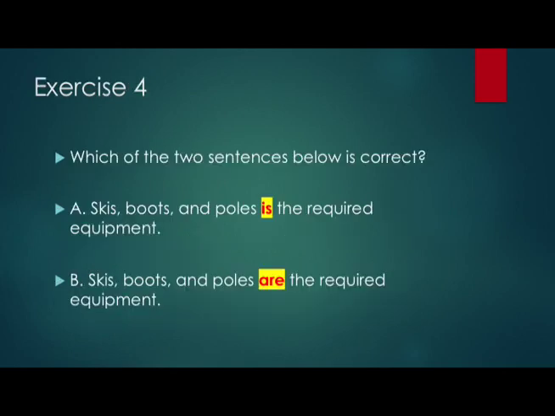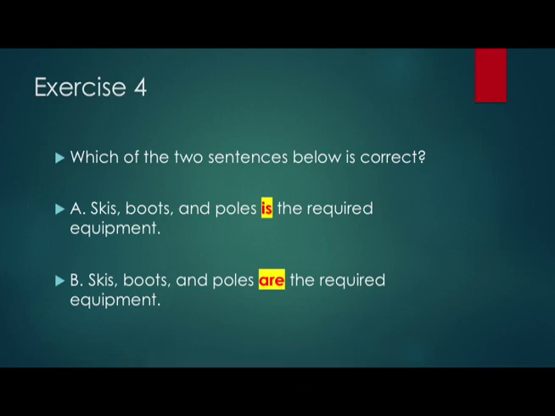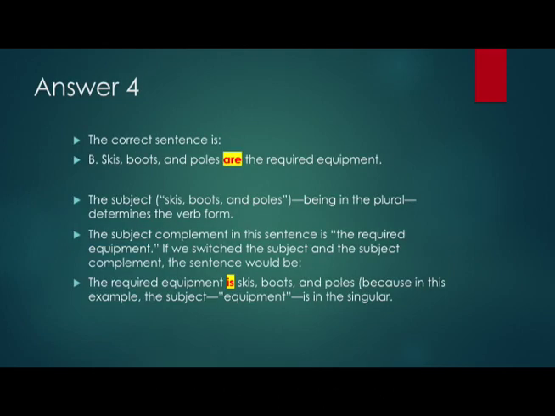Moving on to exercise 4. So, which of the 2 sentences below is correct? A. Skis, boots, and poles is the required equipment. Or B. Skis, boots, and poles are the required equipment. The correct answer is B. Skis, boots, and poles are the required equipment.